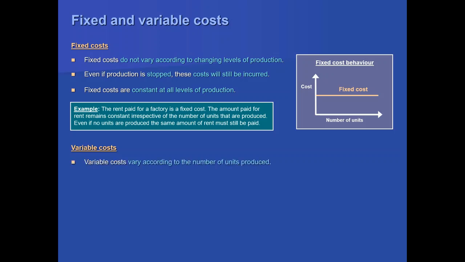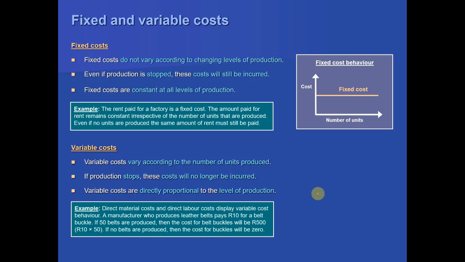The variable costs vary according to the number of units produced. If production stops, these costs will no longer be incurred. Variable costs are directly proportional to the level of production. The more we produce, the more the cost will be. The less we produce, the less the cost will be. Example, direct material costs and direct labor costs display variable cost behavior.